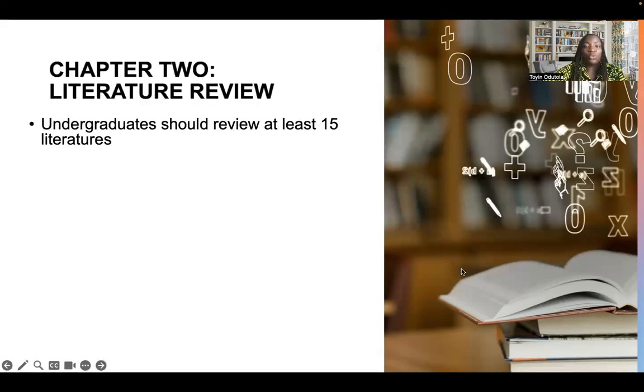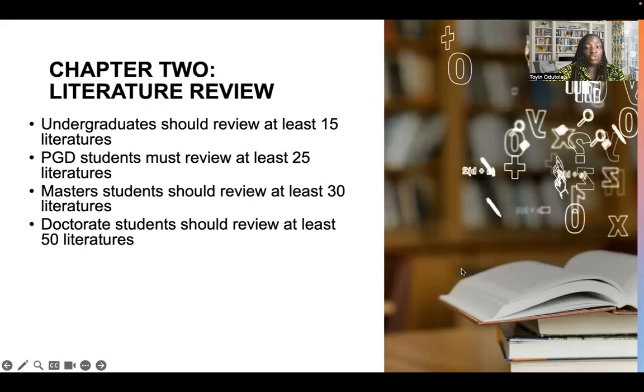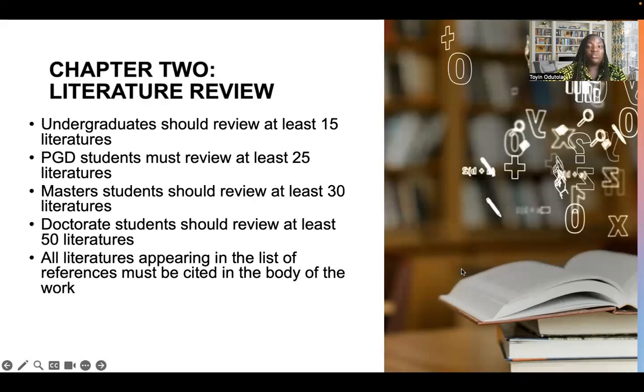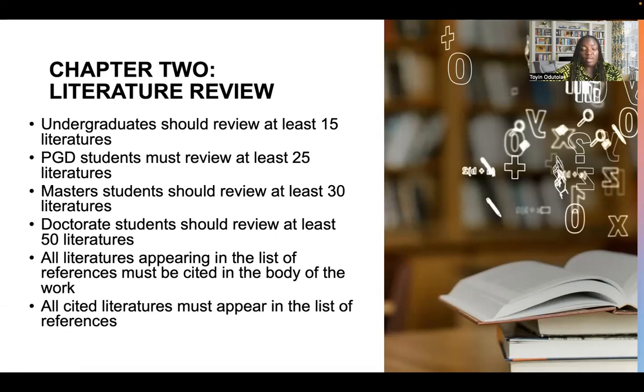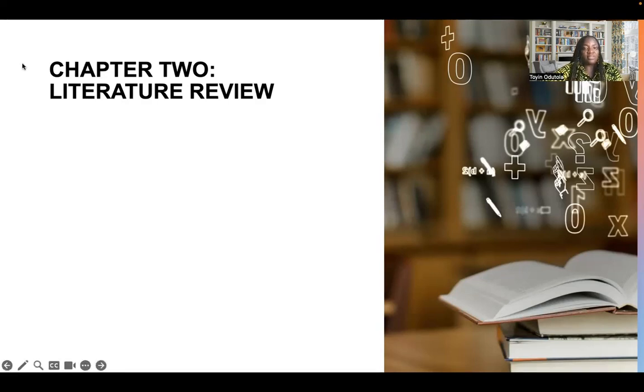Now, your chapter 2, which is literature review, what I expect is that undergraduates should review at least 15 literatures, while PhD students should review at least 25 literatures. For master students, you must review at least 30 literatures, and doctorate students, well, you review at least 50 literatures. All literatures that appear in the list of references must be cited in the body of the work, and the literatures that are cited in the body of the work must appear in the list of references.